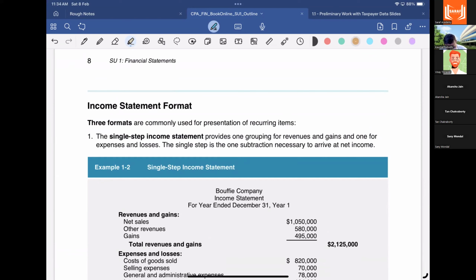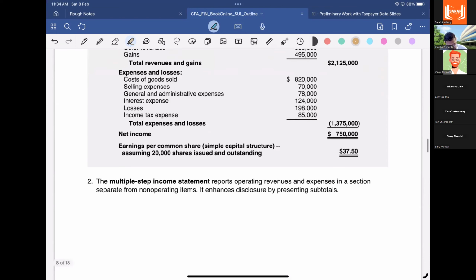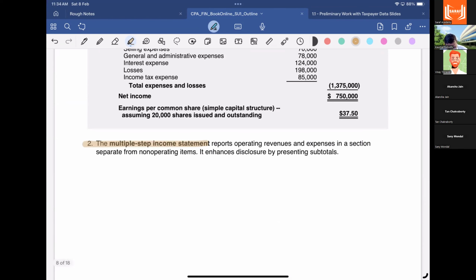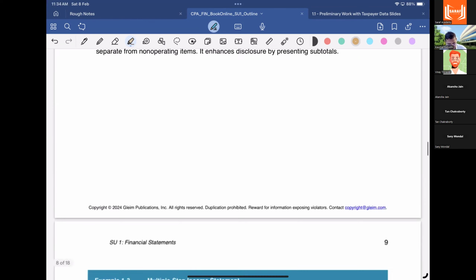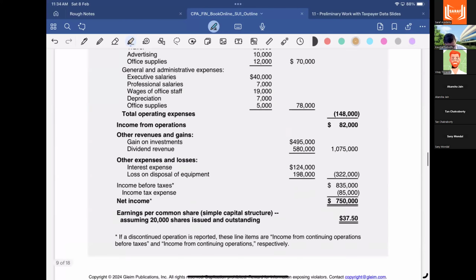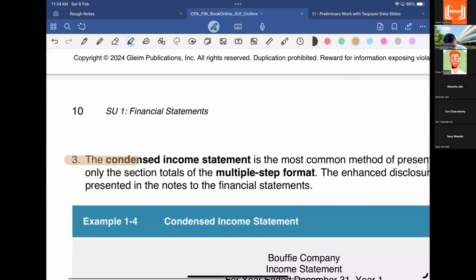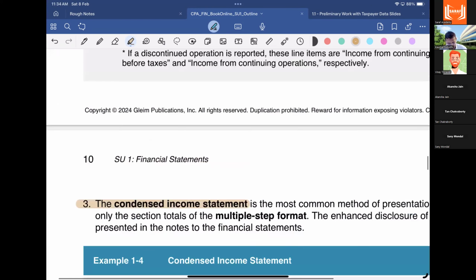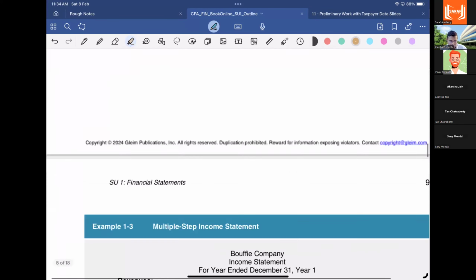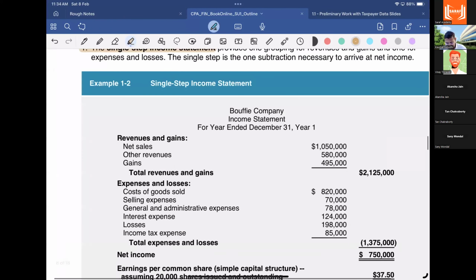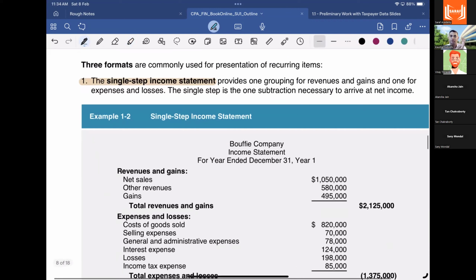The first format is known as the single step income statement format. The second format over here is the multiple step income statement format. Just need to remember the names. And the third one is condensed. So we'll be looking into the condensed income statement format as well. And you just have to remember the names and the differences. We don't see any kind of testability in terms of questions over here, but of course we have to know what the different kinds of formats are.